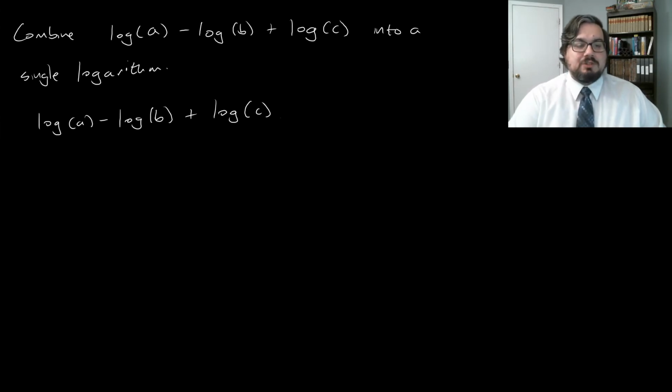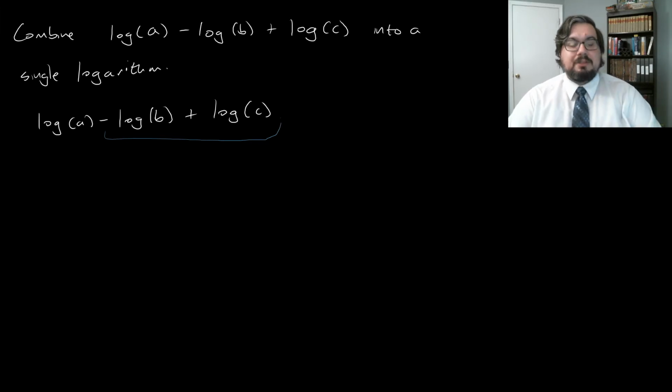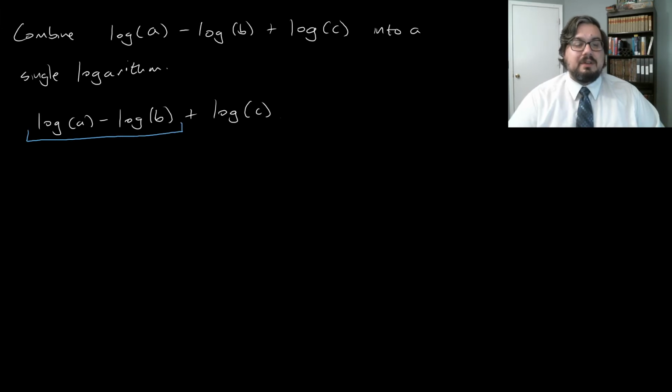If we tried to group up the second and third terms together first, we would likely make an error. It's very difficult to do that properly. Moving from left to right is the best way to go. So our first step is going to be to combine these two logarithms together. Now the quotient rule is what's going to give that to us. By the quotient rule, the logarithm of a minus the logarithm of b is equal to the logarithm of a divided by b.